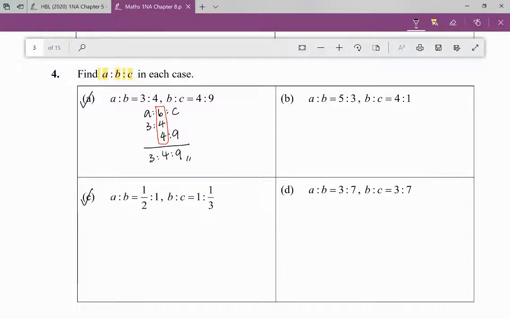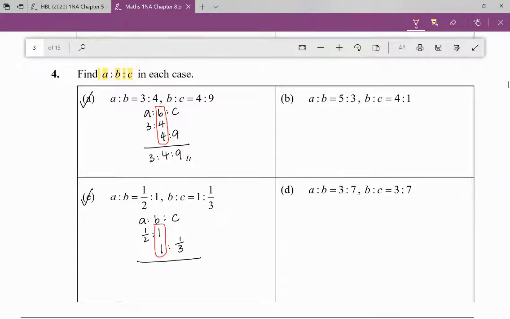Let me try C with you. I'm going to do the same thing. A is to B is to C. I have half is to 1, and B is to C is 1 is to 3. If you look at B, it's the same again. So they are basically making things very easy for you. You can straight away combine them. Half is to 1 is to 1/3.